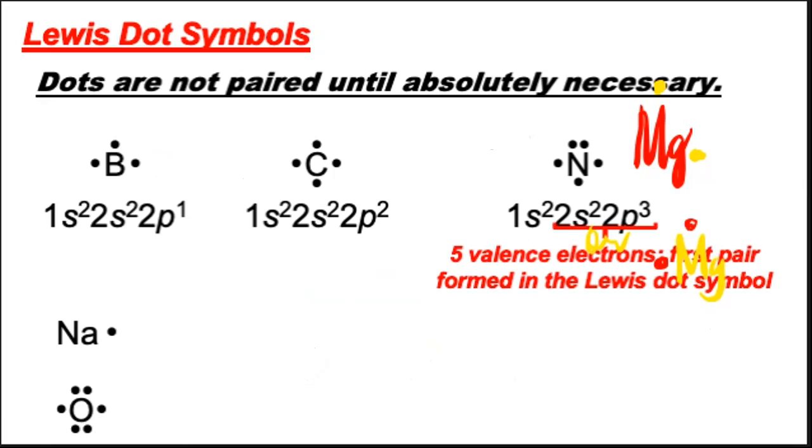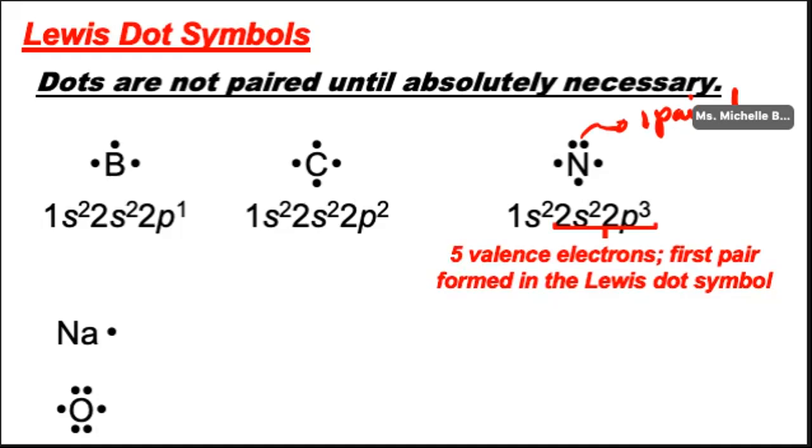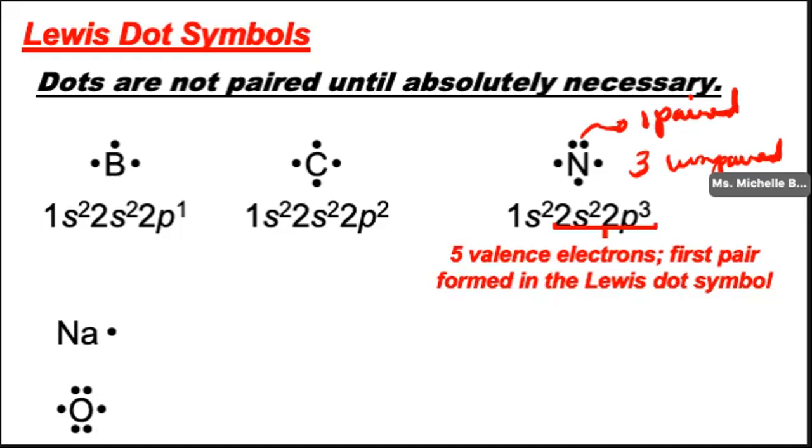Now, therefore, my dear 9G students, for nitrogen, we have 5 valence electrons. So we have how many paired electrons? There's only 1 paired, if we strictly follow arranging the dots, and we have 3 unpaired. Okay, so that is sodium.